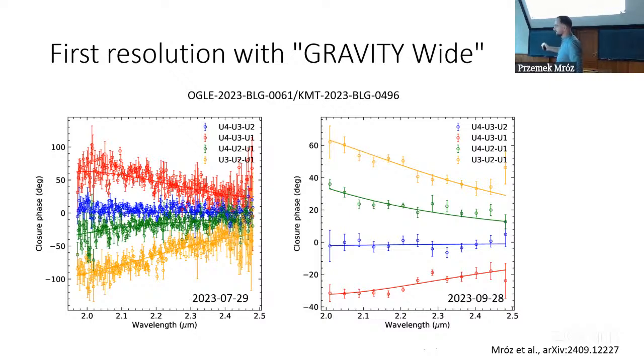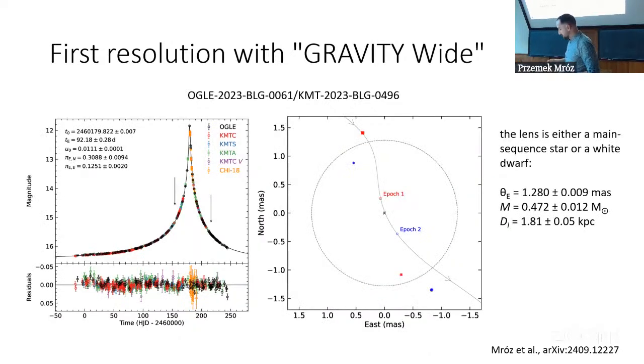Each color corresponds to a different triangle of the telescopes. During the two epochs of observations, we are able to see the fringes. So we could model these fringes to get the Einstein radius. So these are our results. We could reconstruct the microlensing system.